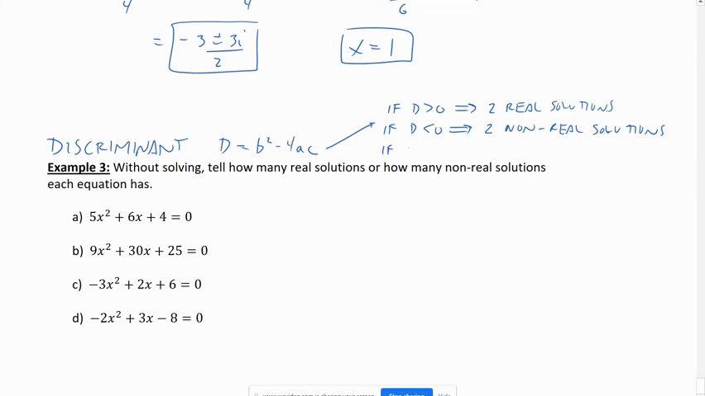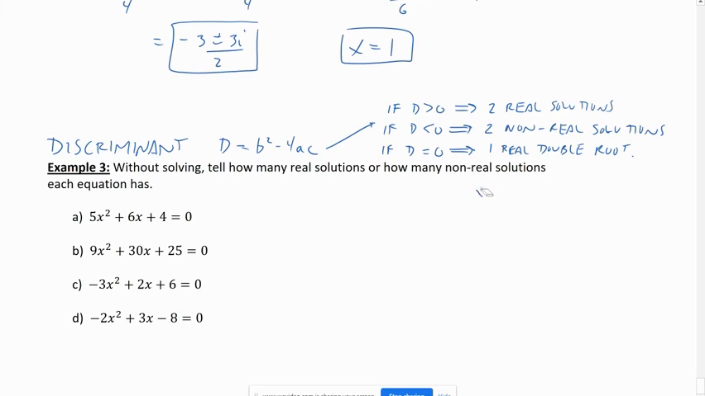And if the discriminant equals 0, then we get 1 real double root. So that means that root appears twice. For example, if you had x minus 1 squared equals 0, then x equals 1 would be a double root.